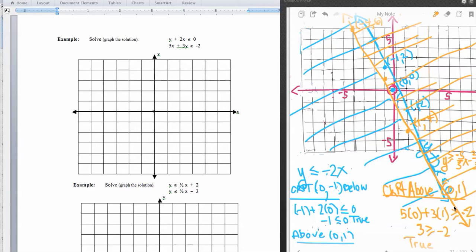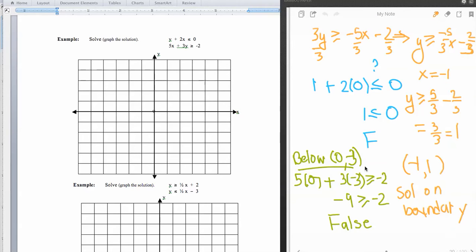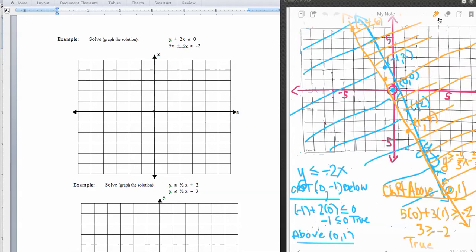So I have the 0, 1 instead of 0, 0, and I put that in, and I saw that that was true. Then I did the checkpoint below as well over here. I used 0, negative 3, and I saw that that was false, so I see that what I've shaded in is correct.